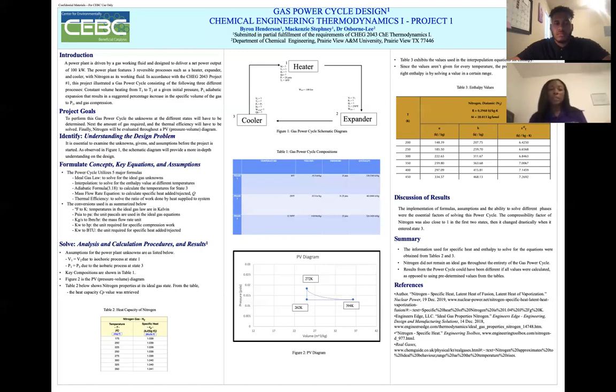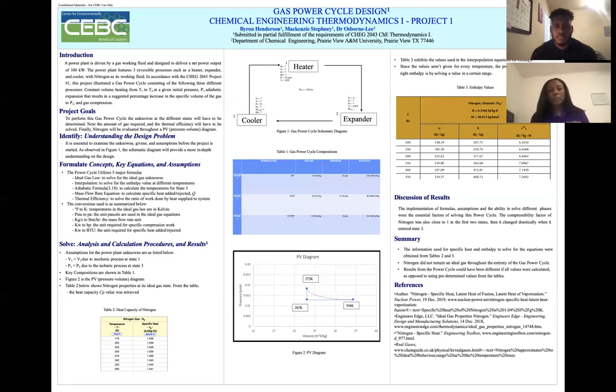The next equation was the mass flow rate. That equation was used to calculate the specific heat added or rejected, which was our Q. And to calculate that, we did m dot equals W net over change of H. To solve for Q, we did m dot times the change of H. The last equation was the thermal efficiency, and that equation is basically the ratio of work done to the heat supplied.